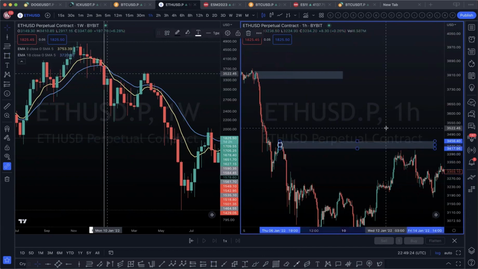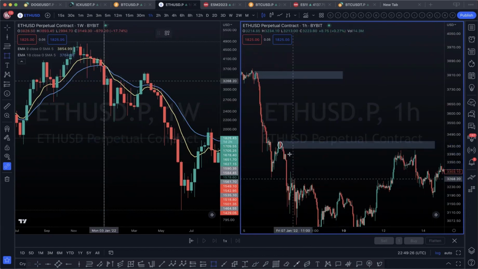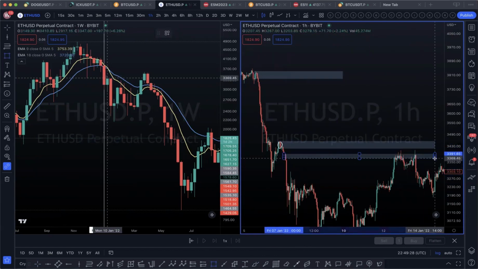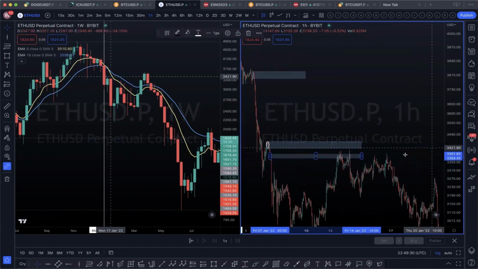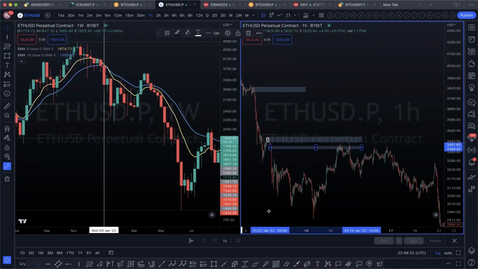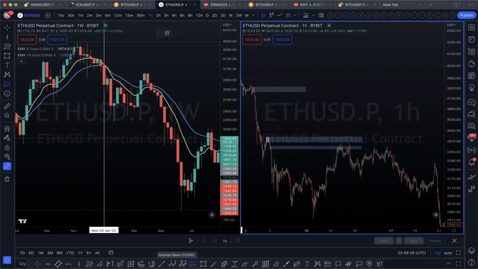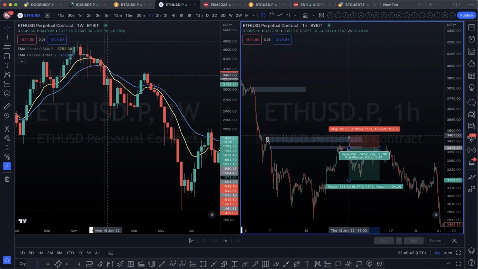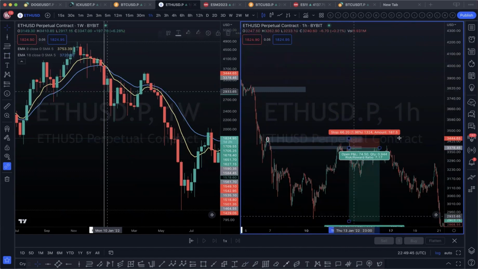Look at what happened. Here's another one, the last green candle before the sell off. Look at what happened. Price came into it and sold off. You can take a shot from here as well. You get the idea.